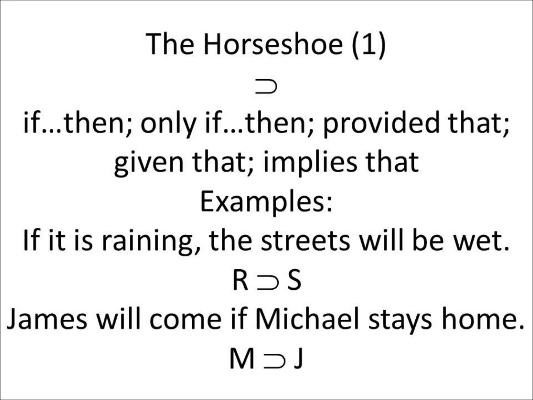James will come as J. Michael stays home as M. Now that is symbolized M horseshoe J. You may ask why, since the if is in the middle of the sentence. It doesn't matter. Michael stays home is the unit that goes with the if. And the unit, the part that goes with the if, always goes to the left of the horseshoe if you just had the word if. See, what it's really saying is if Michael stays home, then James will come. So it has to be symbolized in that order. If you had J horseshoe M, it would be wrong because you're not dealing with logically equivalent statements.